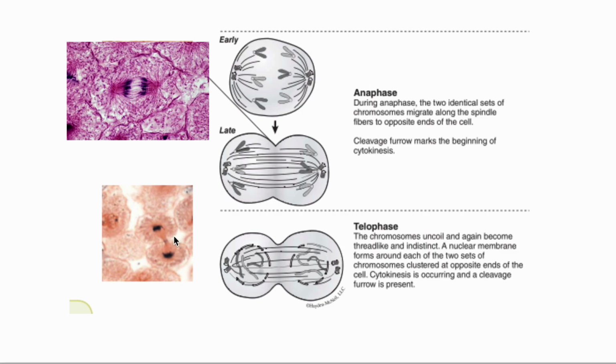And cytokinesis will progress, assuming this cell is going to undergo cytokinesis. And again, most cells do. So we'll see a deep cleavage furrow that will progress into complete cleavage until a cell membrane is formed between the two poles, creating two separate cells.